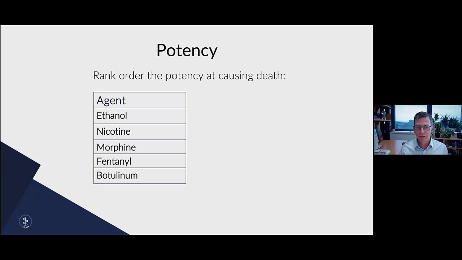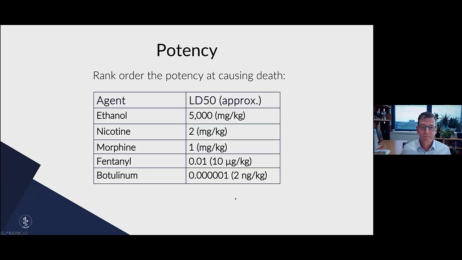So just in your brain, as I'm talking, rank order the potency of these agents at causing death. A lot of people are often surprised when I show them the answers, but ethanol is particularly non-potent. It takes grams per kilogram to be lethal, whereas nicotine and morphine are approximately the same potency at causing death. Fentanyl we know as being fairly potent, and botulinum being exceptionally potent, probably the most potent toxin we know of, at least that we interact with on any regular basis, where it's literally high picograms, low nanograms per kilogram to elicit death.